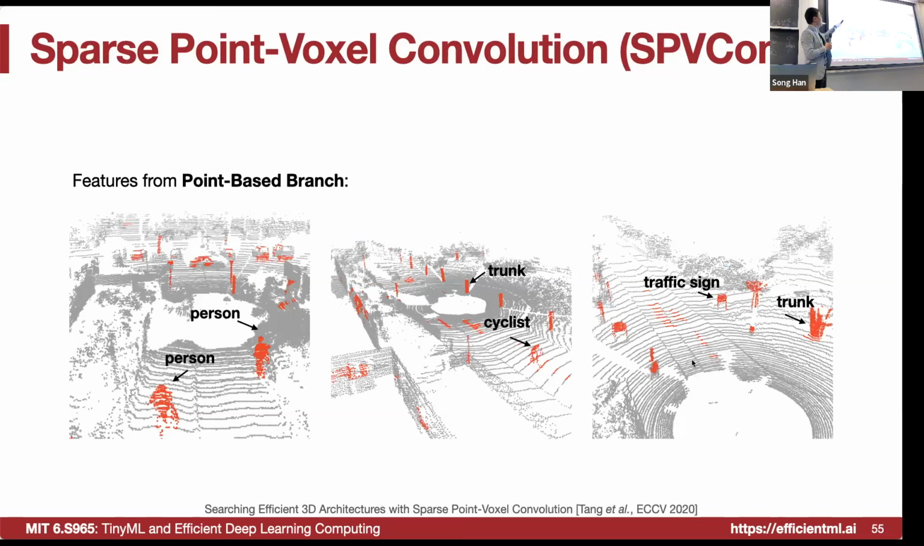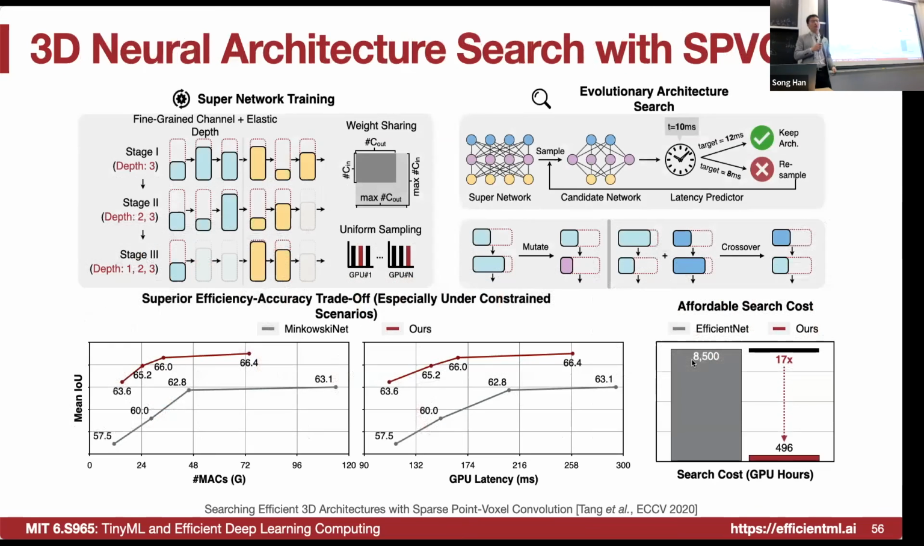Here are the features extracted from the point-based branch. We can see the small things like the person, the cyclist, or the trunk. We can also perform neural architecture search to balance the computation and the capacity of these two branches. We have the point-based branch and the sparse voxel-based branch. How do we tune those dimensions?